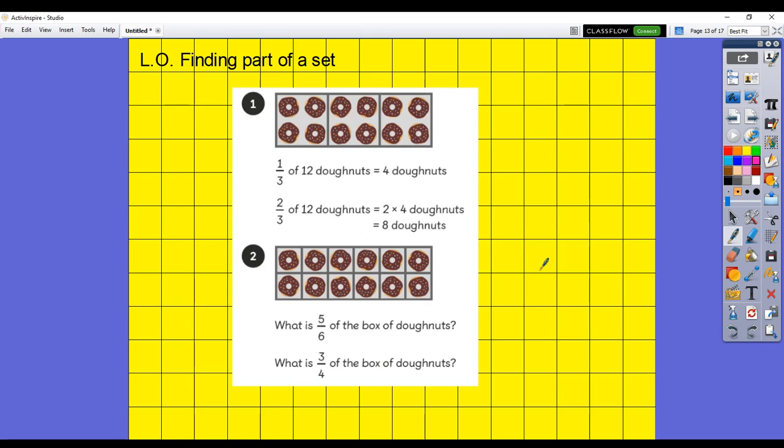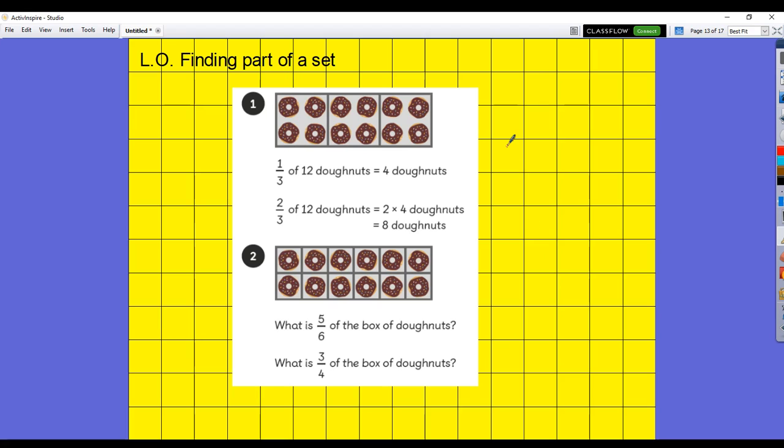So 1/3 of 12 donuts is 4 donuts because 12 divided by 3 equals 4, okay? So that means 2/3 of 12 donuts, you're going to have to double it. So you'll be 4 times 2. And we know 4 times 2 equals 8. So we've got 8 donuts altogether.